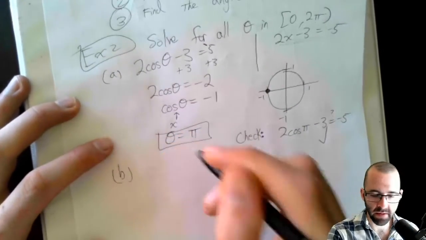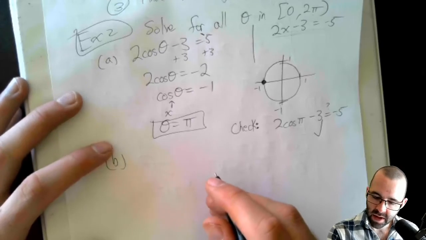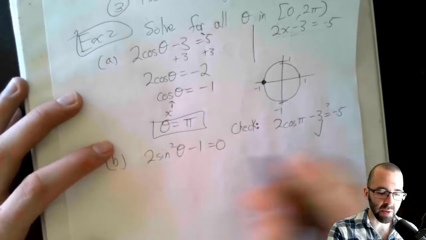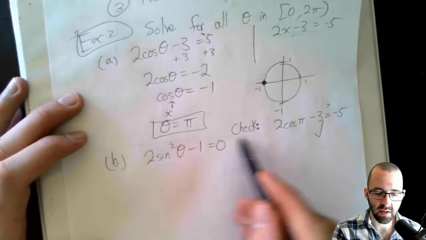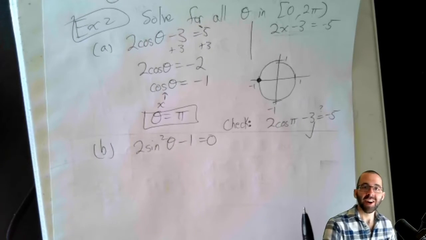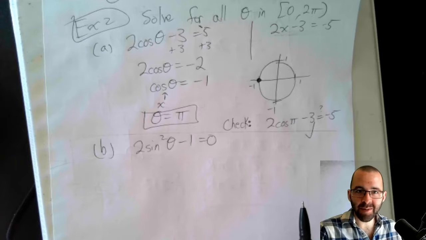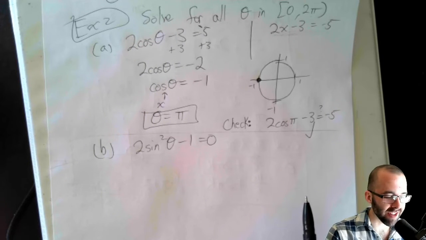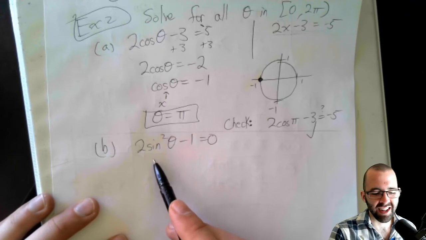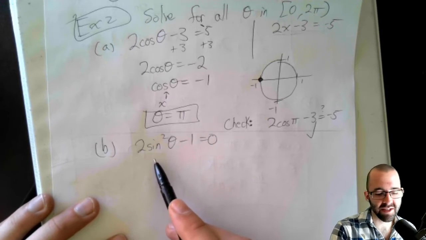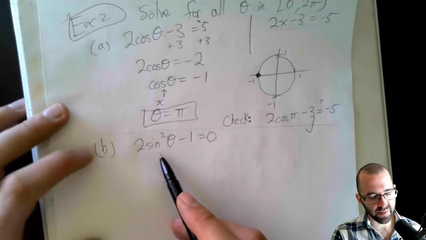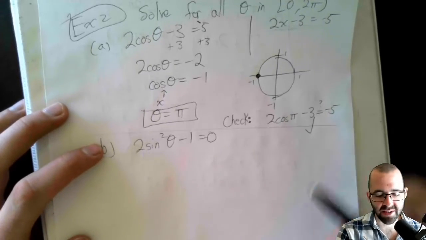Let's do part B. All right. So 2 sine squared of theta minus 1 equals 0. So we got a squared now. It's a little different. And you might think, hey, why don't we use the power reduction formula? That's 9.3, which you have a quiz on today. We could get rid of the squared. And that's true. And you could solve it that way. There's nothing wrong with solving that way, but you don't need to. But you could. There's a lot of ways to solve a lot of these.